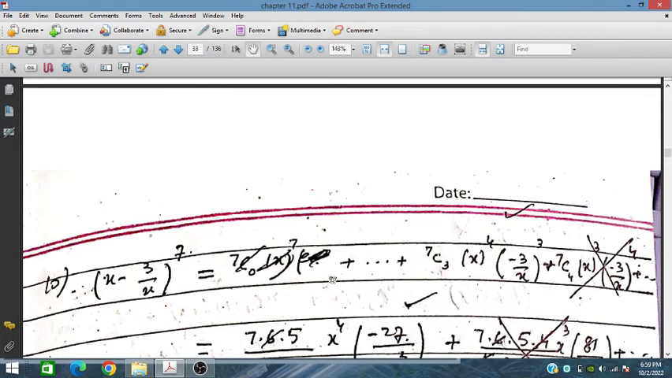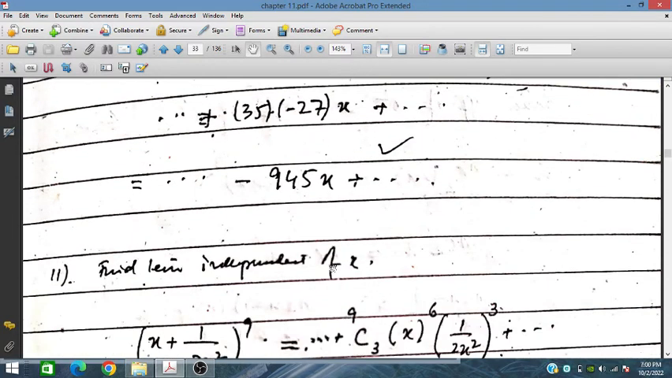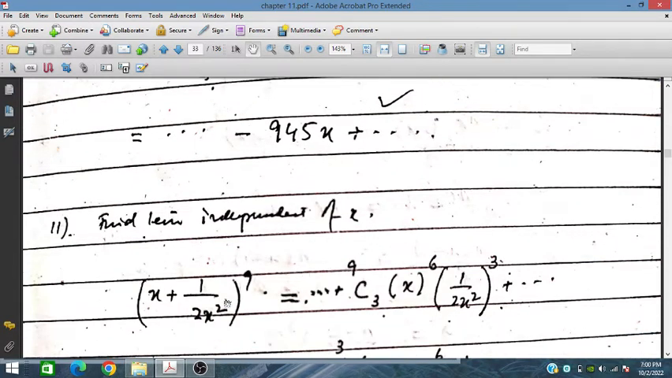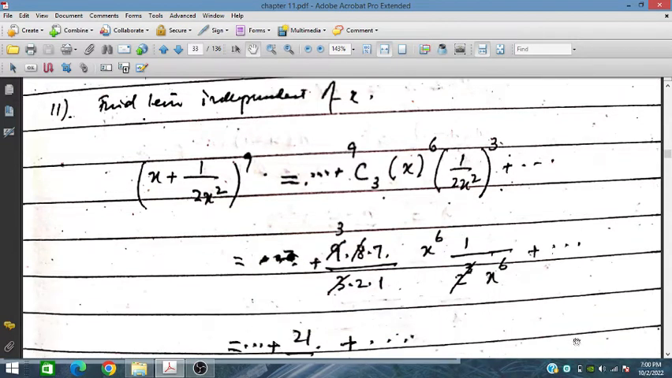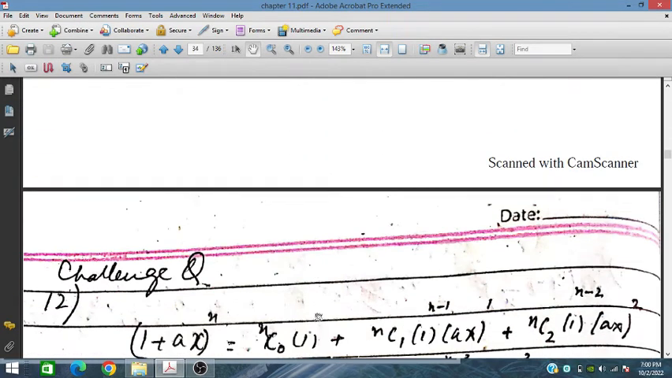Problem number 10. The term independent of x we have to find. So here we have x power 6 and this is x power 3, this becomes x power 6 and we cancel out, and we get some coefficient without x. So this is 21.2. And now challenging question 12.